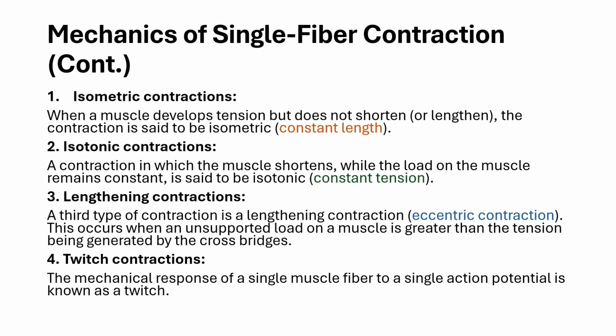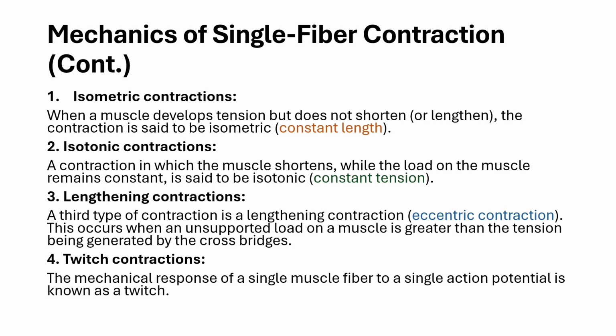Continuing with the mechanics of single fiber contraction, let's discuss the different types of muscle contraction and their specific characteristics. Number one is isometric contractions. In an isometric contraction, the muscle generates tension without changing its length. This occurs when the force produced by the muscle equals the opposing load, so no movement is observed. Think of holding a heavy object in place without lifting or lowering it. Your muscles are working, but they are not shortening or lengthening. This is why isometric contractions are also referred to as maintaining a constant length.